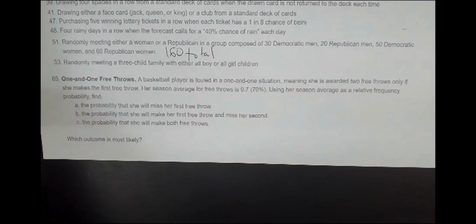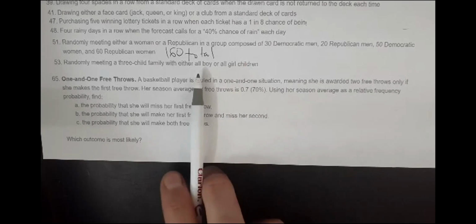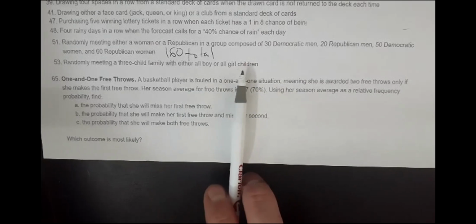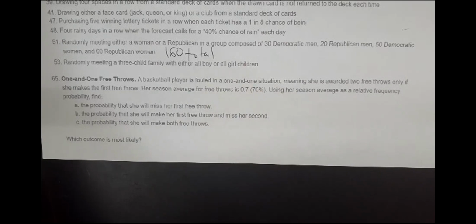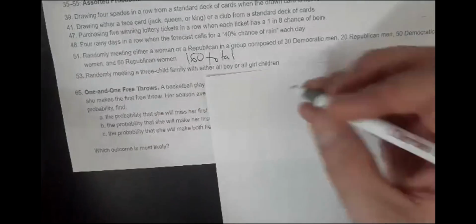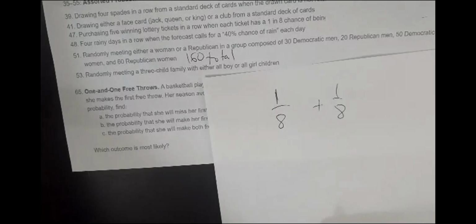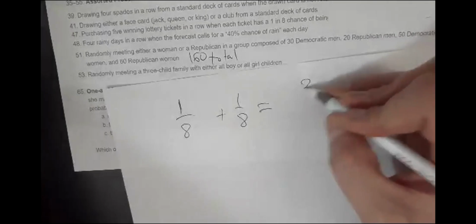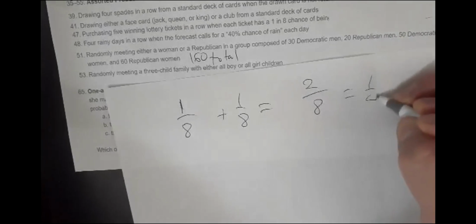All right, Miranda meeting a 3-child family with either all boy or all girl children. So if we're looking at this, this is an or statement. So we're asking ourselves, can this overlap? Can they both be all girls and all boys at the same time? No, these things are mutually exclusive. So I think we're safe in saying if we got 3 children, we talked about this, but an all boy family is going to occur 1/8 of the time. And an all girl family is going to occur one out of the 8 times. So if you want to know one or the other, I think it's going to occur 2 out of the 8 times or 1/4 of the time.